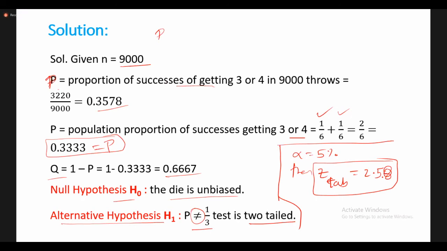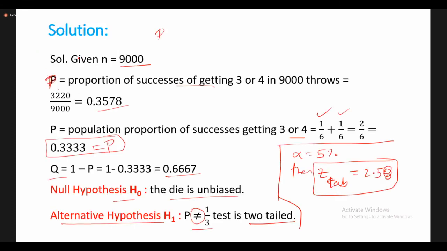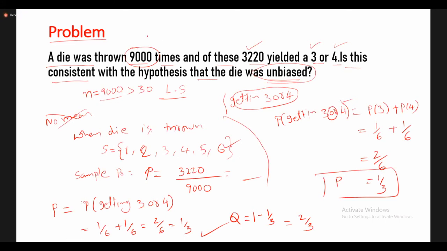The third step is over, and the next step is the test statistic. In this problem, the only trick is capital P, how to find it. I hope all of you understood that one. Now all of you find the test statistic. Z calculated is small p minus capital P by square root of... alpha is not given? Okay, sorry, I didn't check.